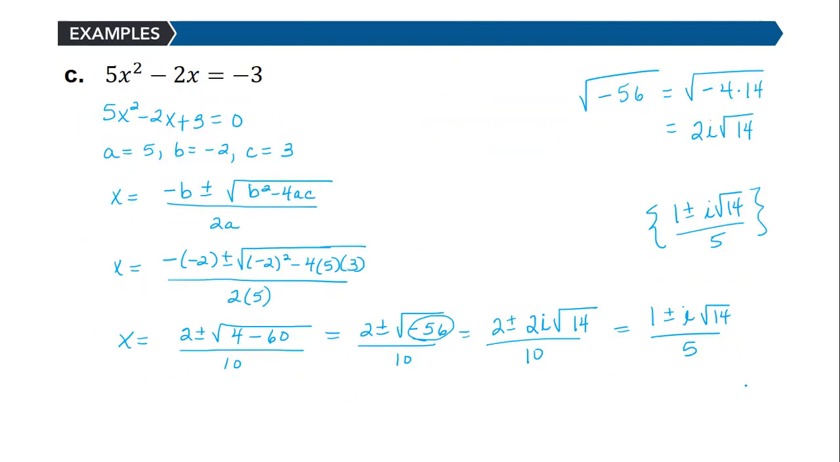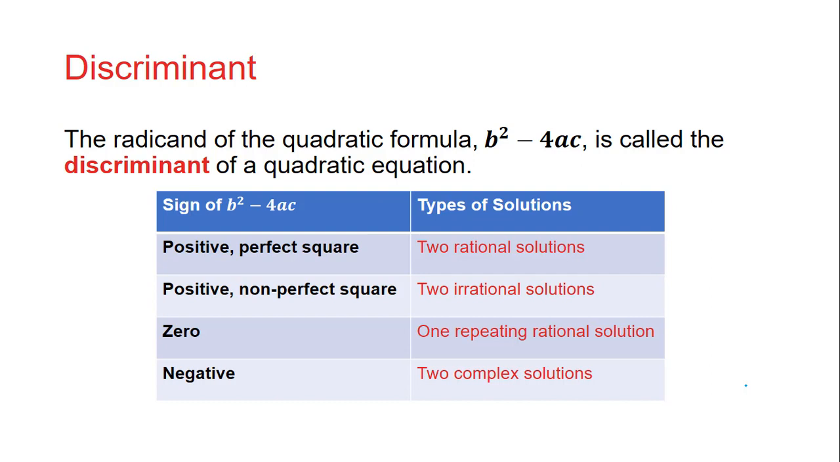And so that number inside the radical is actually an important number for a quadratic equation. It's called the radicand of the quadratic formula, this b squared minus 4ac, and it is the discriminant of a quadratic equation, and it tells us the types of solutions that an equation will have. So if we know what b squared minus 4ac is, we know the types of solutions. If that number inside the radical is a positive perfect square, then just like in example A, we had 2 rational solutions. If it's positive but not a perfect square, we have 2 irrational solutions.